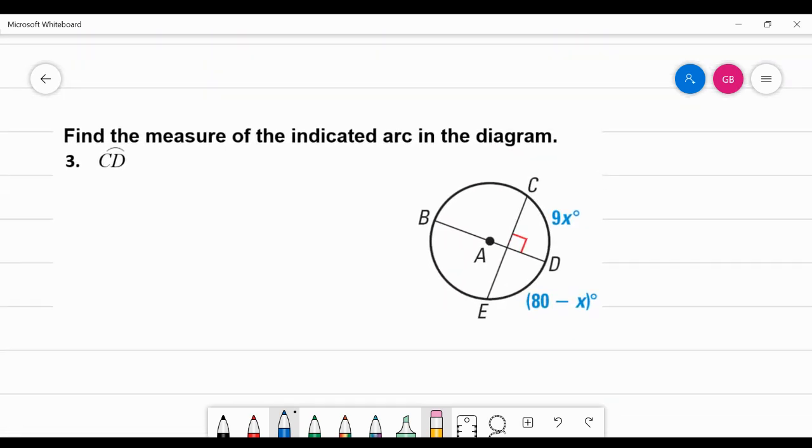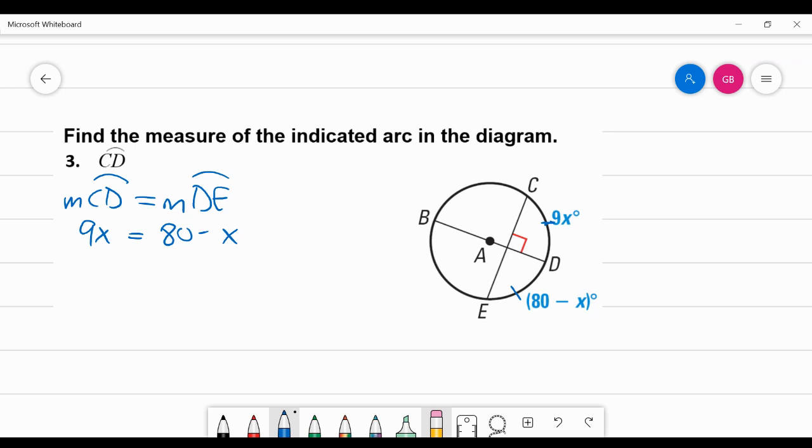Next problem. Find the measure of the indicated arc in the diagram. So once again, we have a diameter that's perpendicular to a chord. So automatically the arc CD is congruent to the arc DE. So I'm going to substitute the expression. CD is 9x. DE is 80 minus x.